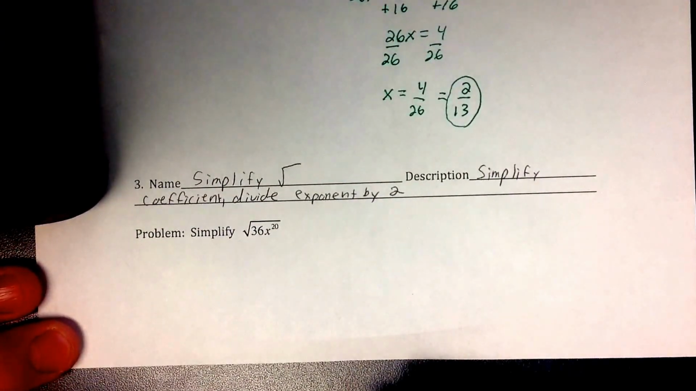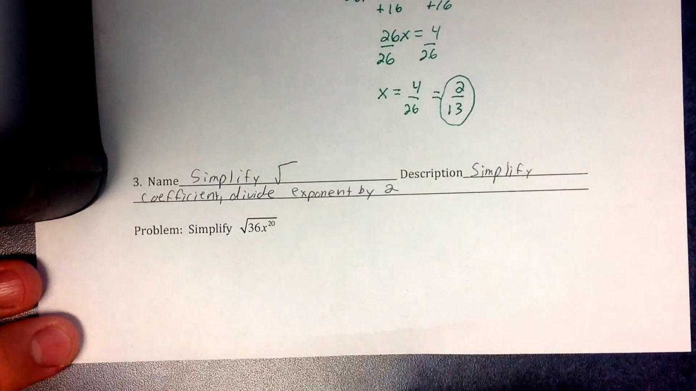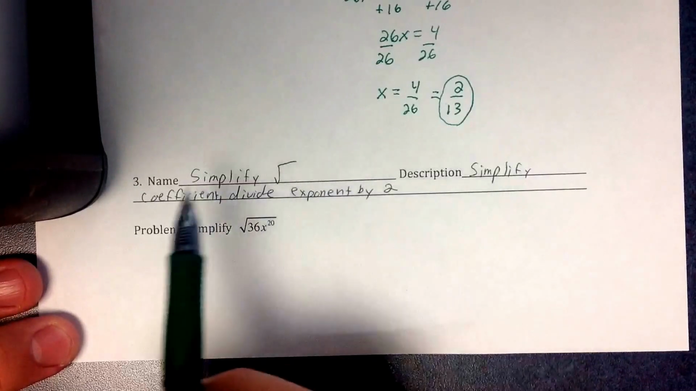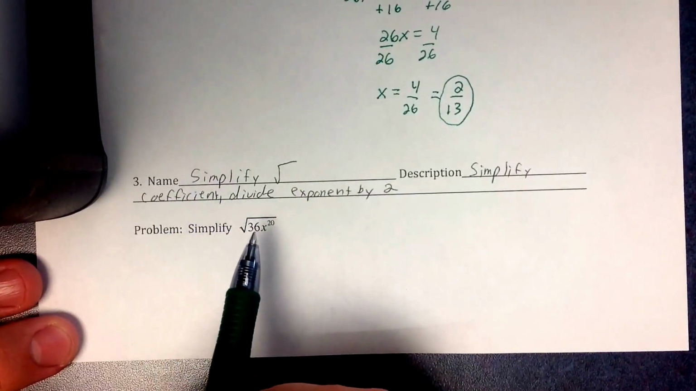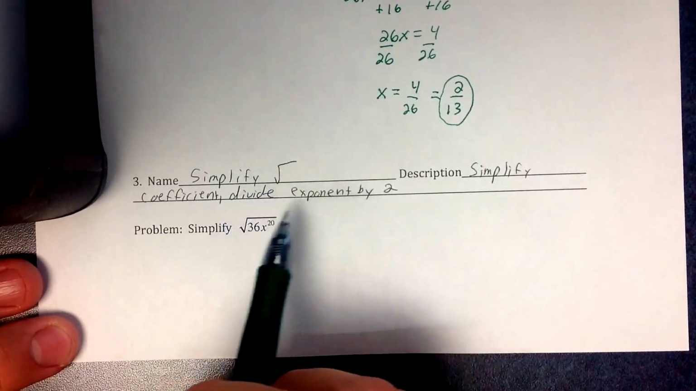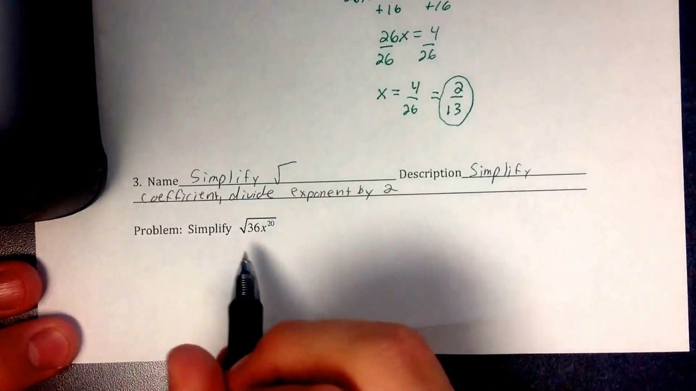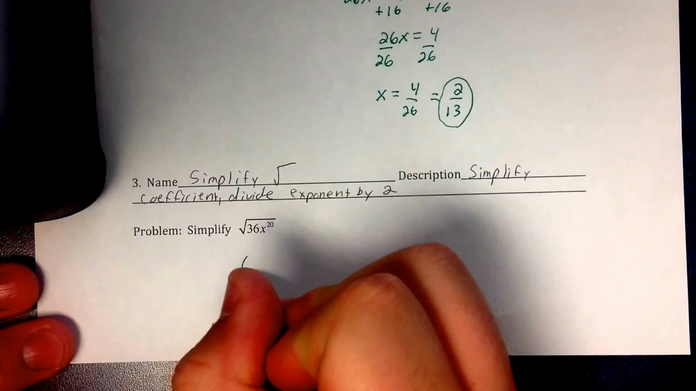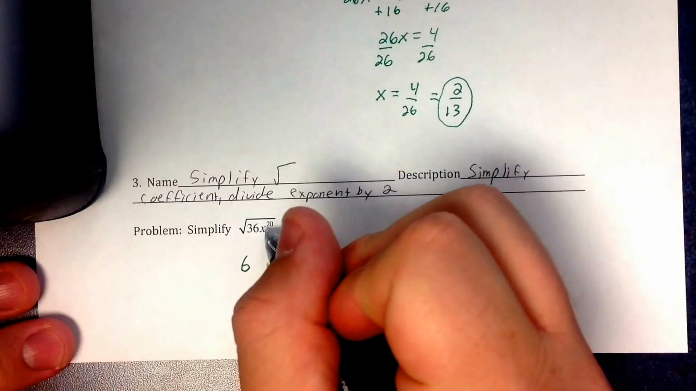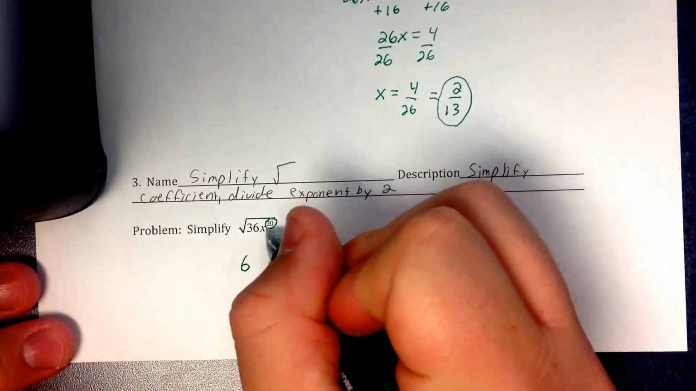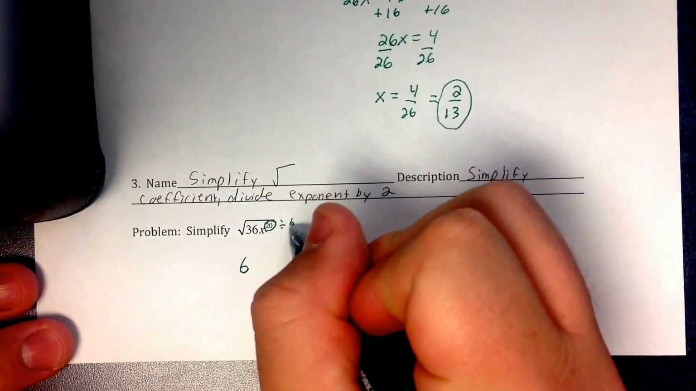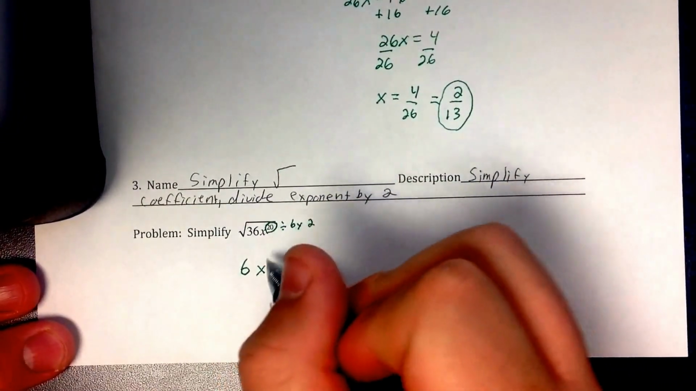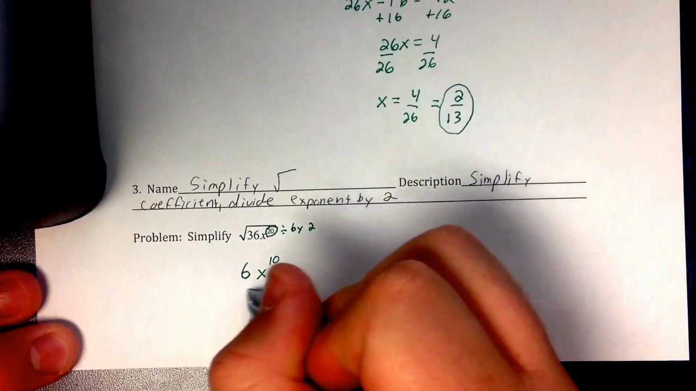Number 3, simplify the square root of 36x to the 20th. So we're simplifying the square root, and to do that we're going to simplify the coefficient, or the number in front of the variable, and divide the exponent by 2. So the coefficient's 36, so the square root of 36 is 6. Then I take this exponent here of 20 and I divide it by 2. So x to the 20 divided by 2 is 10. So it would be 6x to the 10th.